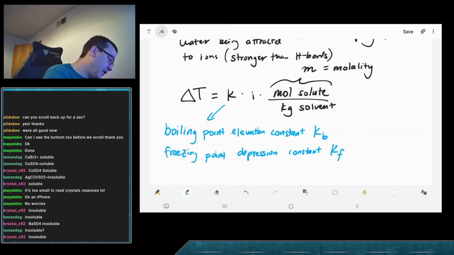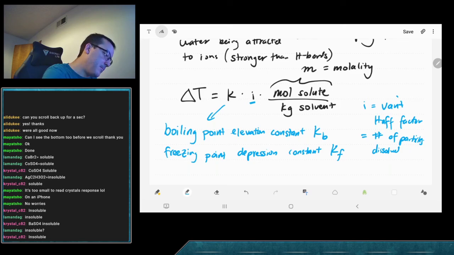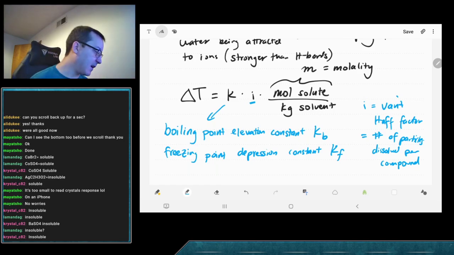And this i here, let's look at that. i is what's called the van't Hoff factor. And that is the number of particles dissolved per compound. So let's think about this. Vodka is made of ethanol and water. Is ethanol going to be a strong electrolyte, a weak electrolyte, or a non-electrolyte?